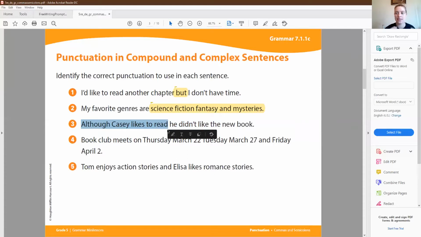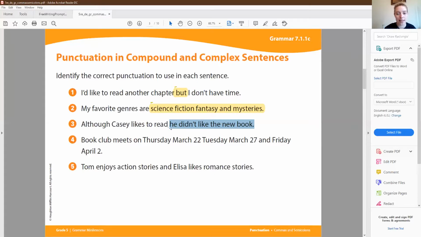That does not make sense on its own. So that's going to be a dependent clause, okay? But "he didn't like the new book" does make sense on its own, okay? So that's going to be an independent clause. So we have a dependent and an independent, which is going to give us a complex sentence, okay?